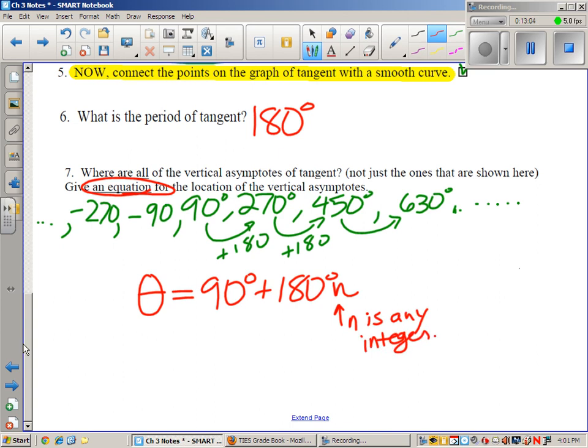An integer, for those who might not know, is all of your whole numbers you like to work with, like 0, 1, 2, 3, 4, 5, 6, 7, 8, and so on. But it also includes the negative version, so negative 1 and negative 2 and negative 3.